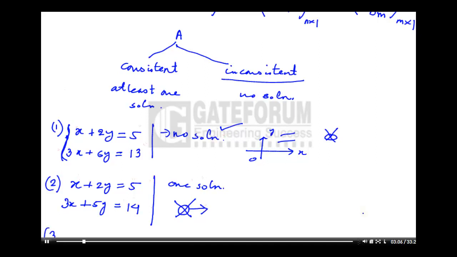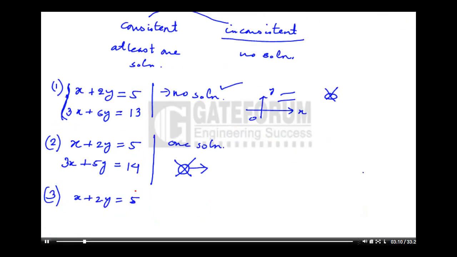Next, third is x plus 2y equal to 5 and 3x plus 6y equal to 15. Now, if you draw the graphs of these lines on the xy plane, the lines coincide. That is, every point that lies on the first graph also lies automatically on the second graph. Hence, we can conclude this system has infinitely many solutions.